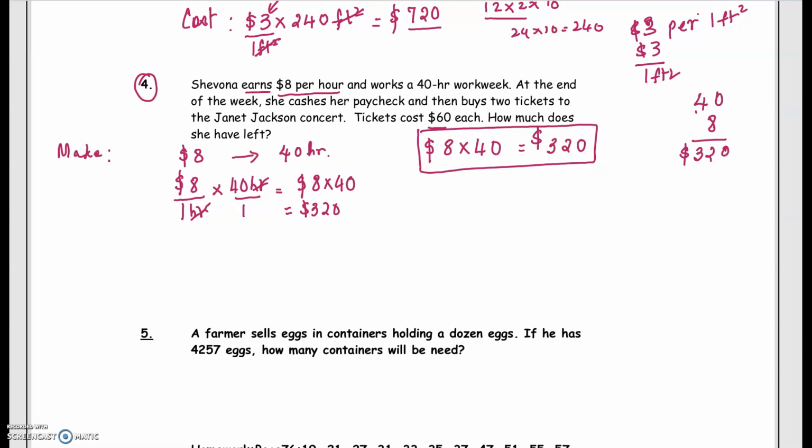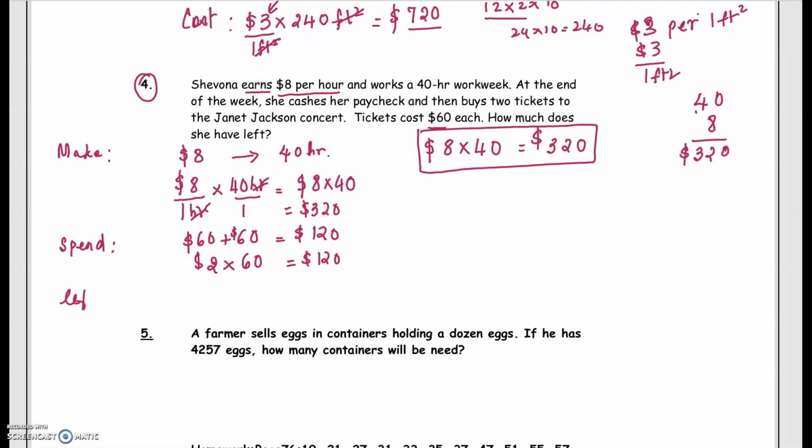Now let's see how much she spends. She spends on 2 tickets and each ticket costs $60. So you go 60 plus 60, 2 tickets, a sum of 60 plus 60, $120. Remember that repeated addition of the same number is repeated multiplication, so it's the same thing as 2 times $60, which is $120. Either way, she spends $120.